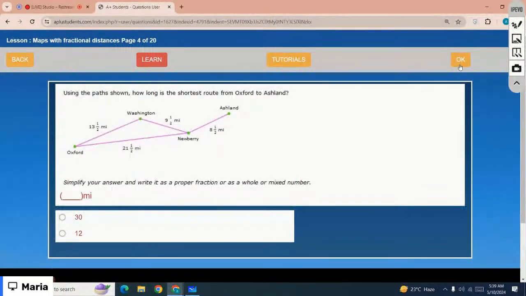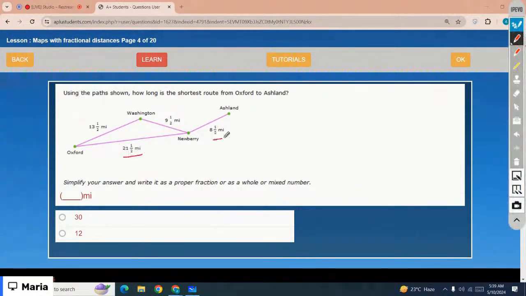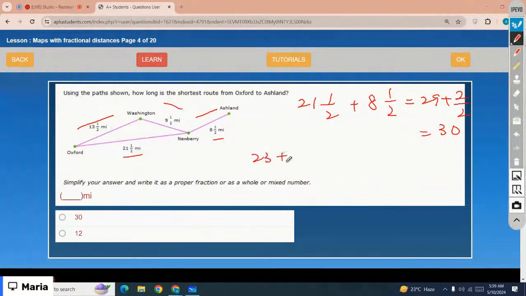Using the path shown, how long is the shortest route from Oxford to Ashland? So you have again the two ways: 21 whole 1 over 2 plus 8 whole 1 over 2. 21 and 8, 29 plus 2 over 2, that means 30 it is. And 23 and a half plus 8 and a half, that would be 31 and a half. So which is the shortest? 30 is the shortest, right?